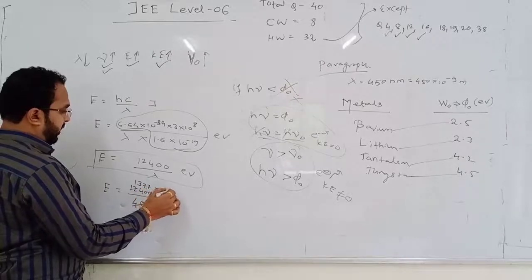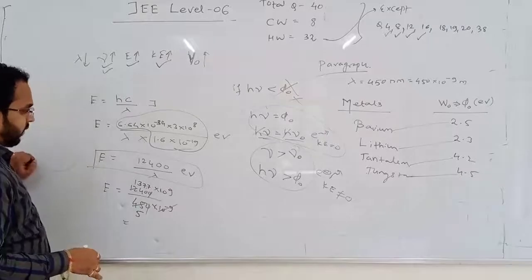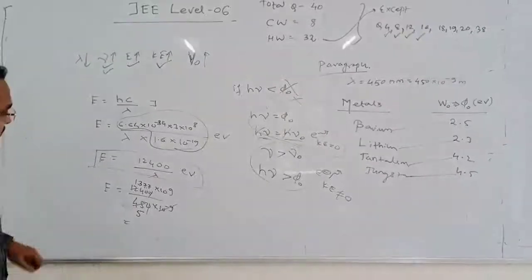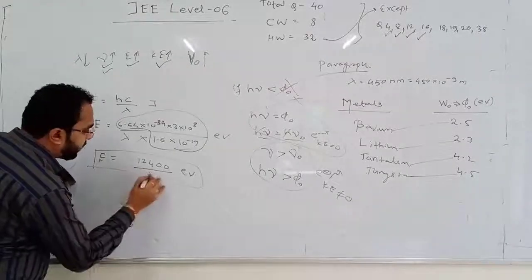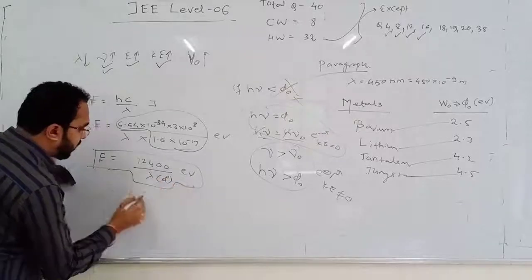ठीक है बघा. सॉरी मैं एंगस्ट्रॉम मध्ये ठेवायचं आहे. हां, while writing this formula in electronic volt you have to keep this wavelength in angstroms. You have to keep this wavelength in angstroms.